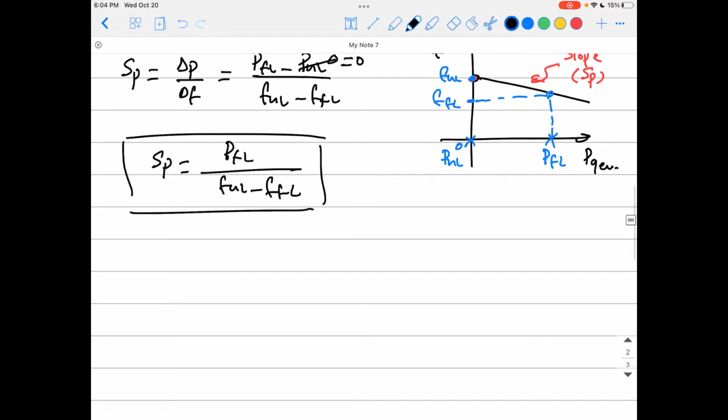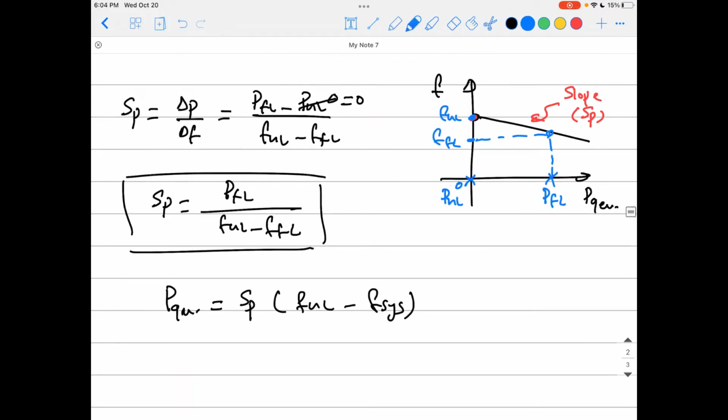And doing this, we can find this. That means that P generated at any time is the slope, which is constant for the whole line, multiplied by F no load minus not just F full load, but F system. Why? Because now you can use just this slip to find any power at any point. So it's not just dedicated for the full load, but you can find any power you're working at, depending on its frequency. Okay, guys?